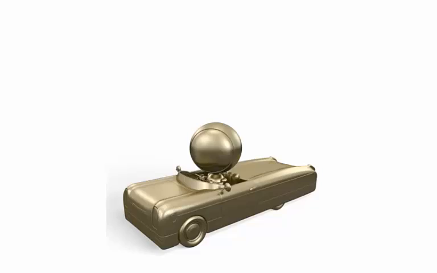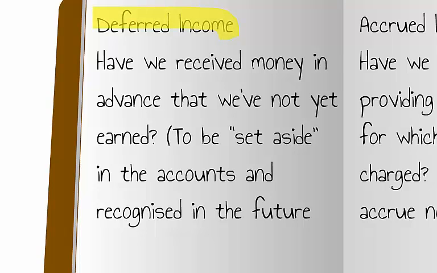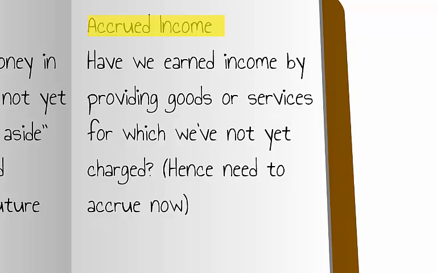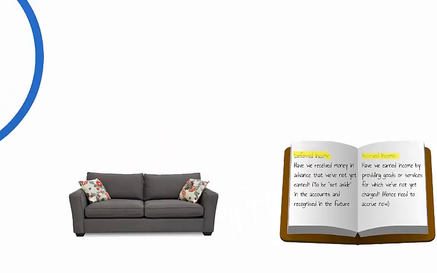Deferred income is money we receive in advance that we've not yet earned. For example, if we were the insurance company and someone else had made a prepayment to us. This amount needs to be set aside in the accounts and recognised in the future when it is earned. For example, when we've provided insurance to that person. And finally, accrued income. This is income we've earned by providing goods or services for which we've not yet charged or sent an invoice. We need to accrue for the income we will receive in the future. So back to the sofa. If the sofa company delivers a sofa but have not yet raised an invoice for it, they would recognise this as accrued income.